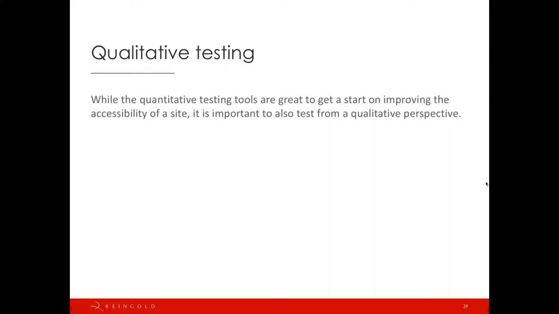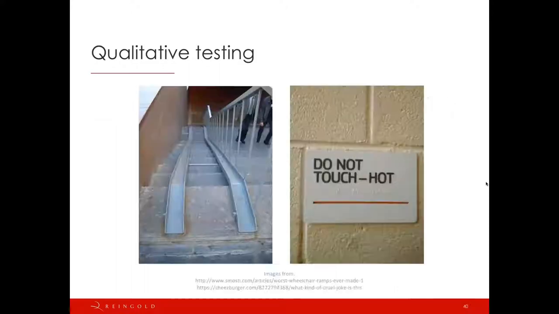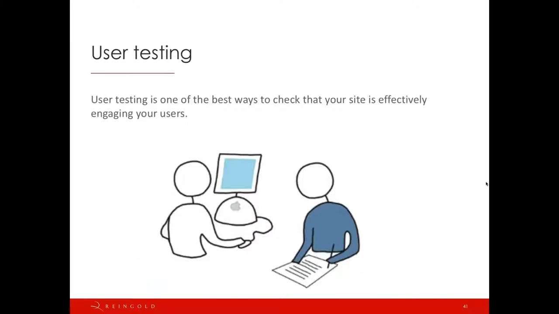So while the quantitative testing tools are great to get a start on improving the accessibility of the site, it's also important to test from a qualitative perspective. And getting qualitative feedback on our sites is important because we can check the boxes and try to meet accessibility standards, but we need to make sure that we actually help users and don't put them in a frustrating or bad situation, as you can see on the images in these slides. We want to make sure that users are able to achieve their goals effectively and without frustration. And this is where qualitative testing really comes into play.